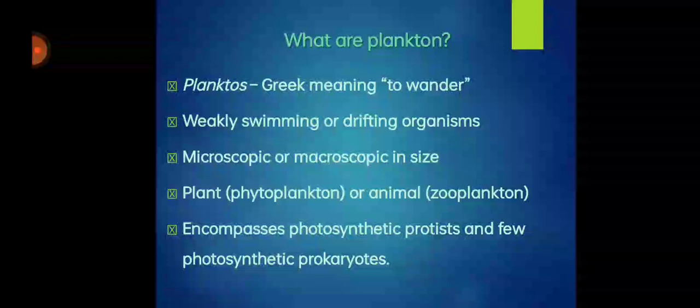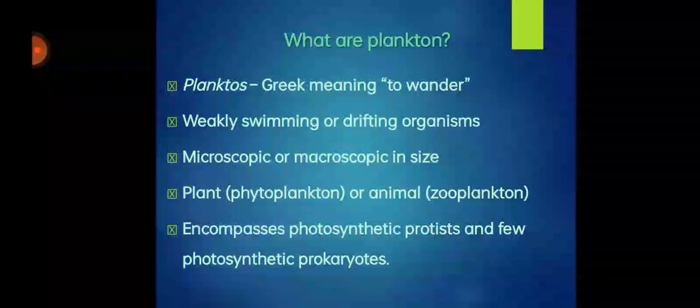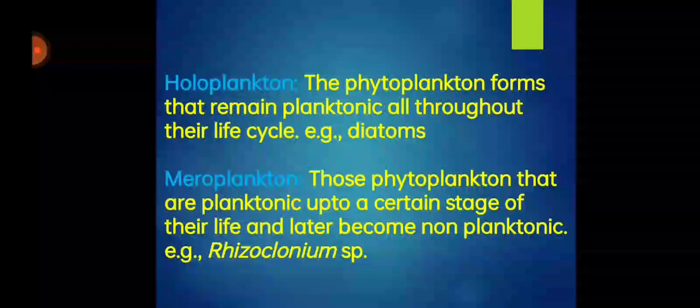So, based upon the nature of plankton, they can be categorized as holoplankton and meroplankton. Holoplankton are those planktons which remain planktonic all throughout their life cycle. One example is diatom. On the other hand, meroplankton are those plankton which remain planktonic up to a certain stage of their life cycle and later on become non-planktonic.